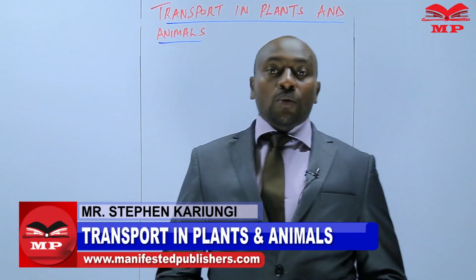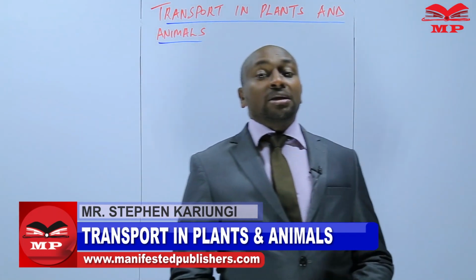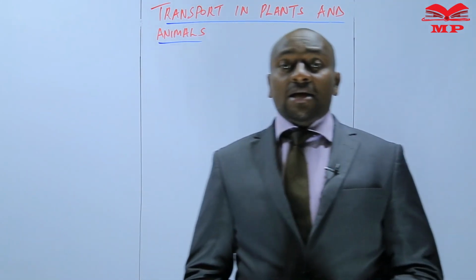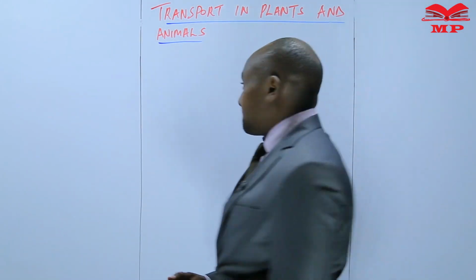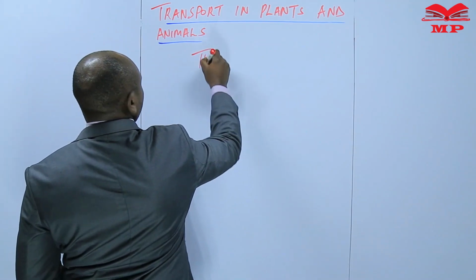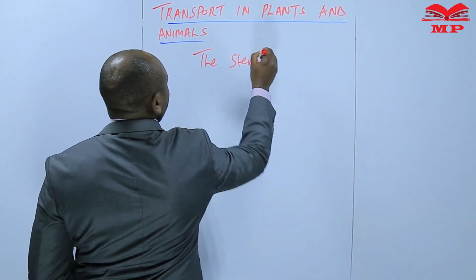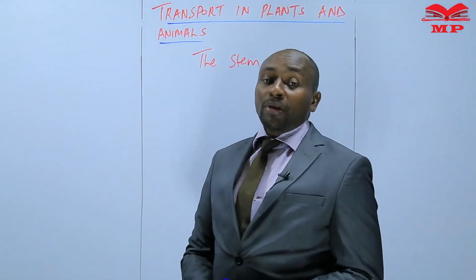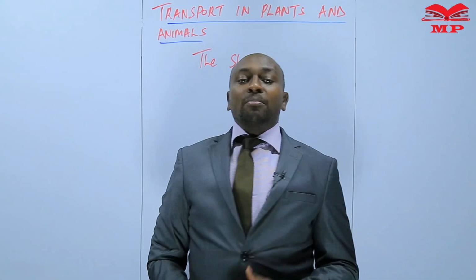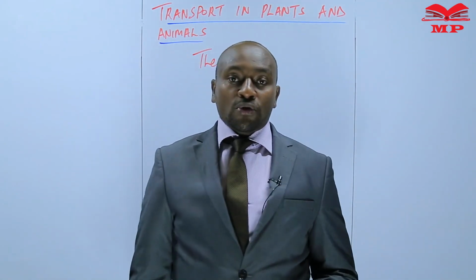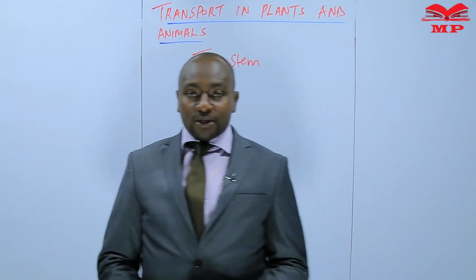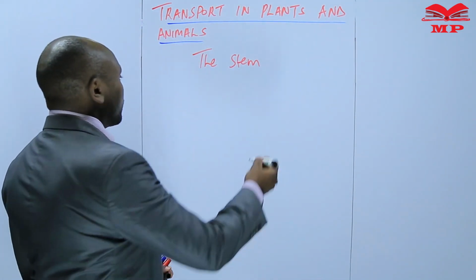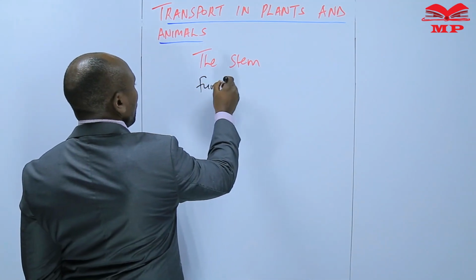We are continuing with the topic of transport in plants and animals. So today we are going to discuss the stem. It is in the stem where we have some of the transport functions of a plant occurring. So basically, we'll start by going through the functions of the stem.